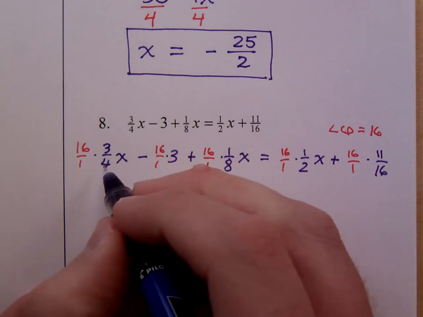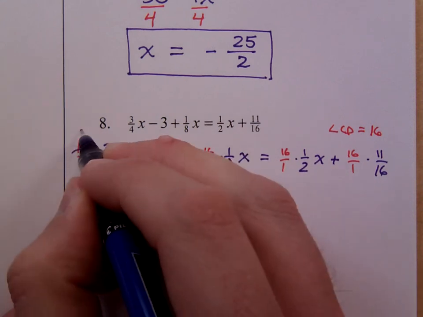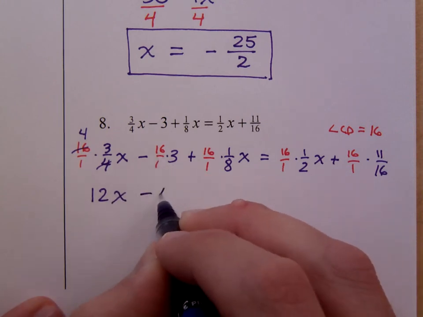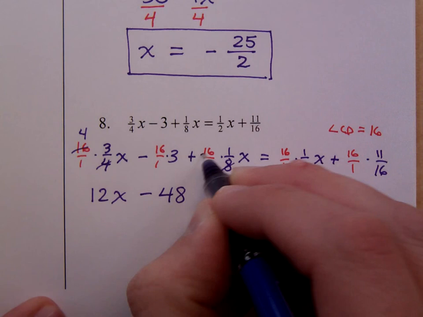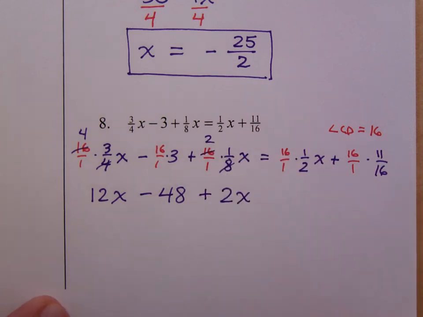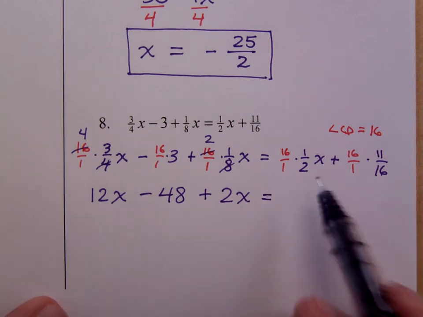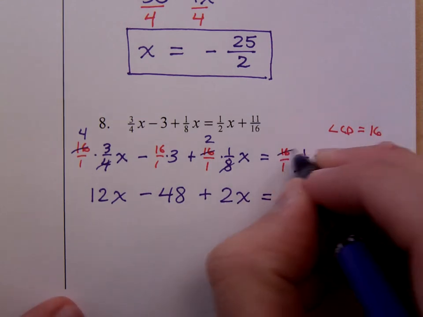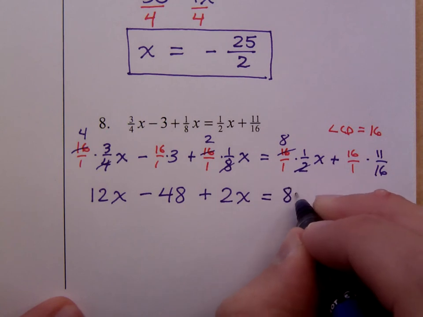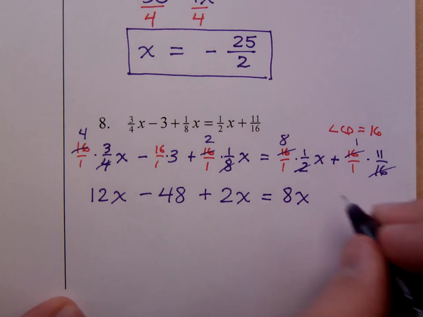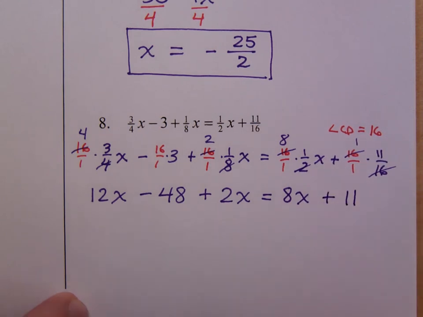Check this out. 4 goes into 16 4 times, so you end up with just 12x. 16 times 3 is 48. 8 goes into 16 twice. So you see on the left side of the equation, you don't have any denominators. You use the multiplication property of equality to multiply both sides times 16, and we're just simplifying now. So 2 goes into 16 8 times, so we have 8x here, just 8 times 1x. 16 is reduced to give you a 1, so that's plus 11.